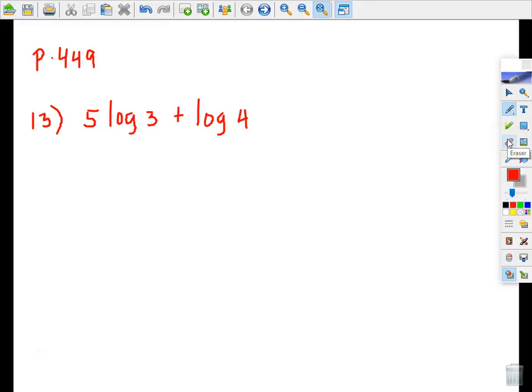Here are some of your homework problems from section 8.4, page 449. We are drilling, practicing with these properties of logs that we talked about in class. So I hope this homework serves the purpose of helping you with practice, have a better understanding of the product property, the quotient property, and the power property.